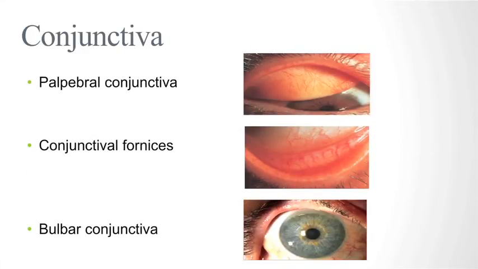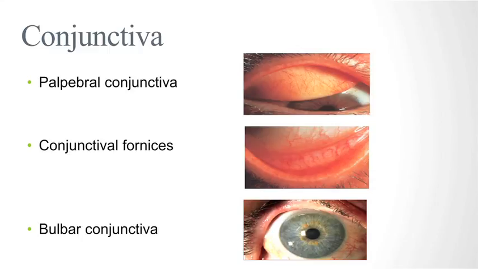The conjunctiva can be divided into 3 regions: the palpebral conjunctiva, the conjunctival fornices, and the bulbar conjunctiva. The palpebral conjunctiva lines the eyelids. It is firmly attached to the posterior surface of the tarsal plates. Conjunctival fornices: the conjunctiva of the superior and inferior fornices forms the transitional regions between the palpebral and the bulbar conjunctivae.